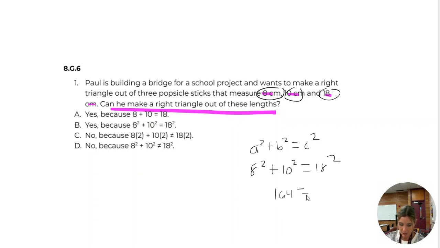And then when I do 18 squared, that gives us 324. So we are looking for one of the ones that say no. Can you make a right triangle out of these side lengths? So we're looking for the ones that say no, and we can see that it would be this one because 8 squared plus 10 squared does not equal c squared. Okay, next one.